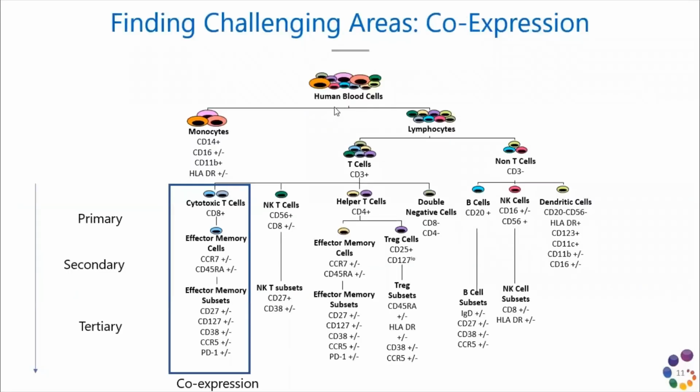Once you've gathered all of that information, you need to summarize it in a way that allows you to easily see all of the different primary, secondary, and tertiary antigens in your panel, and helps you to understand and see all of the markers that are co-expressed on a single cell type. For example, if we focus on the cytotoxic T cells in the blue rectangle here, we can easily see all of the markers that are co-expressed on that cell type.